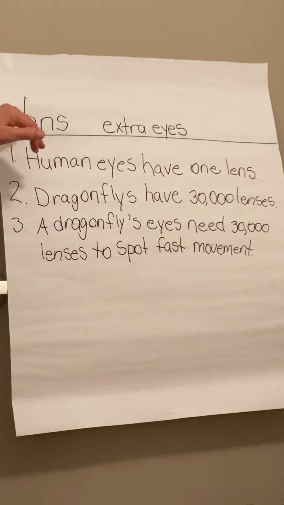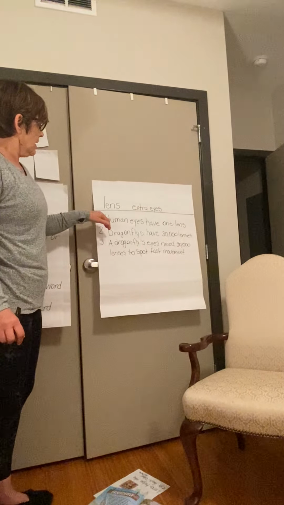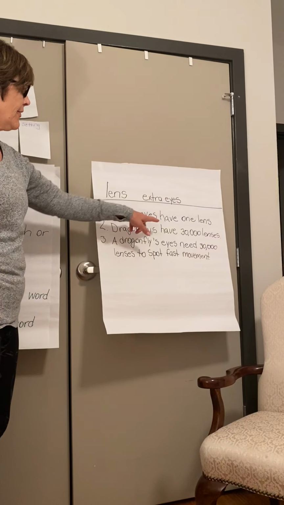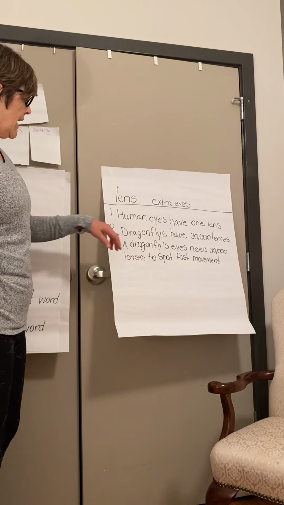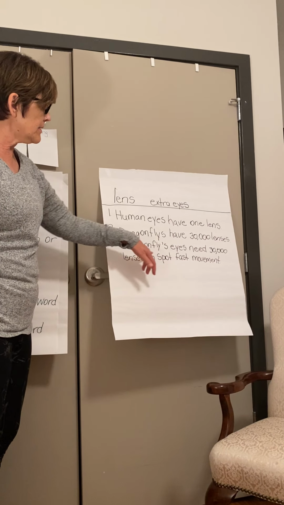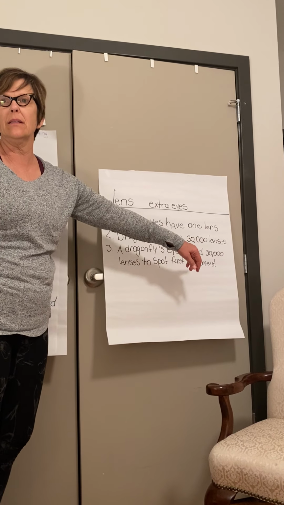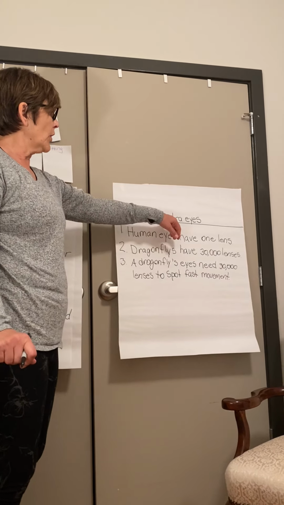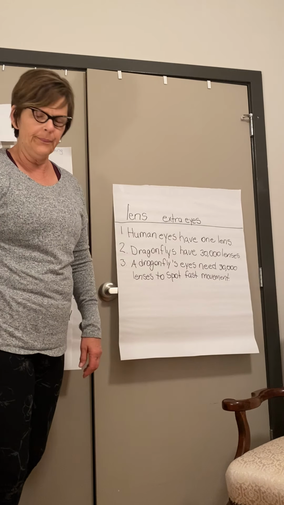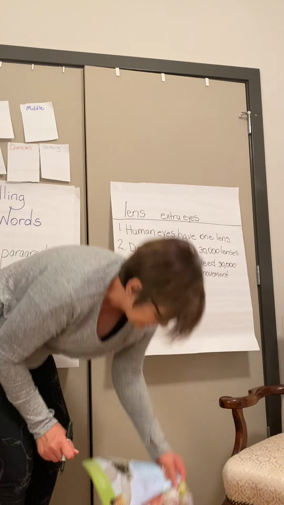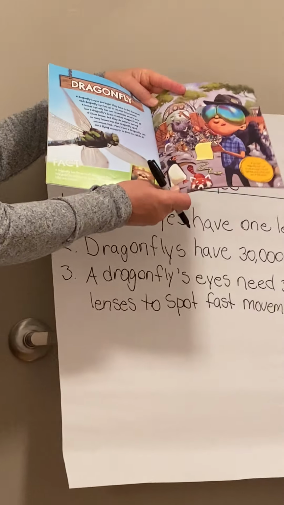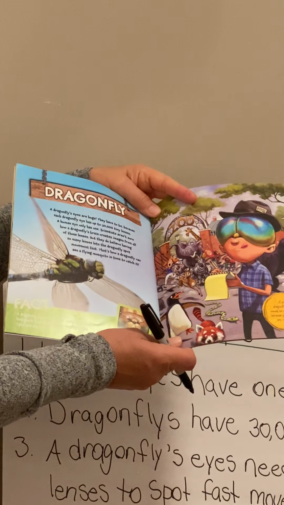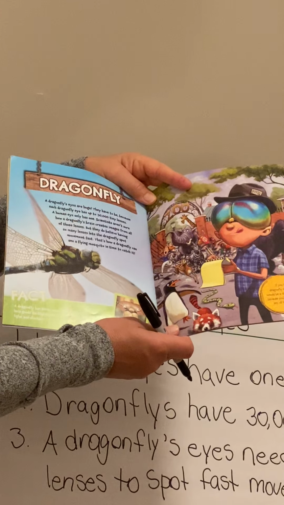So let's go back. We used the keyword lens. Human eyes have only one. We learned that. Dragonflies have 30,000. A dragonfly's eyes need 30,000 lenses to spot fast movement. Nice work, third graders. Our other keyword was extra eyes. Let's look back. It said, a dragonfly has 3 small extra eyes that help guide its flight path by sensing bright light and shadows.